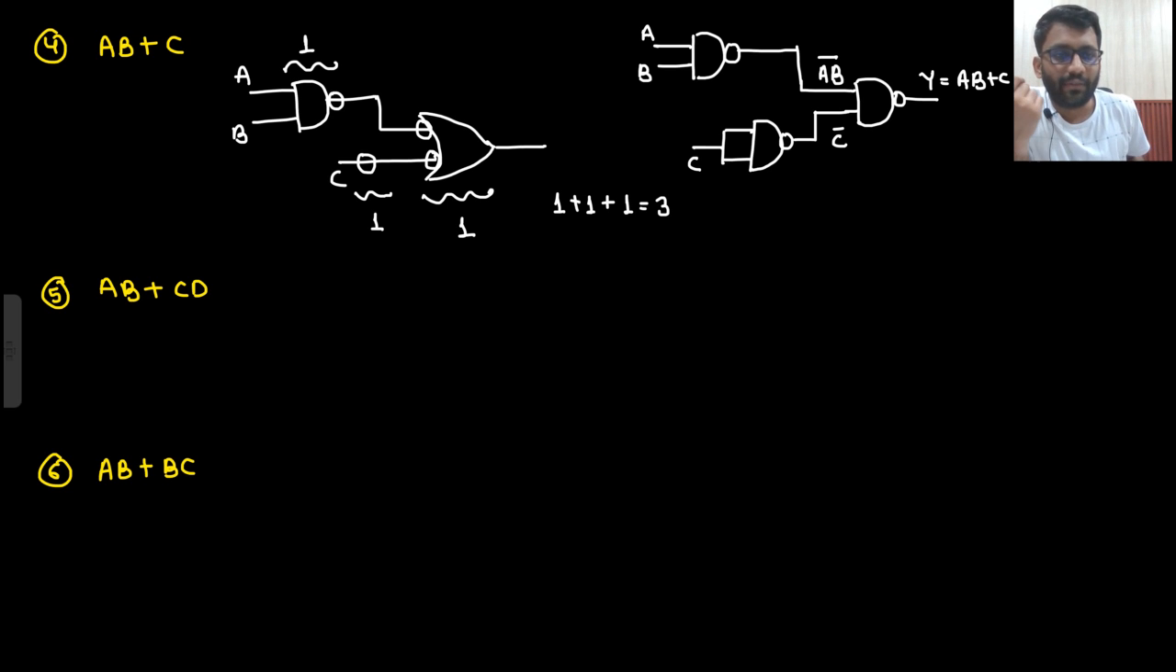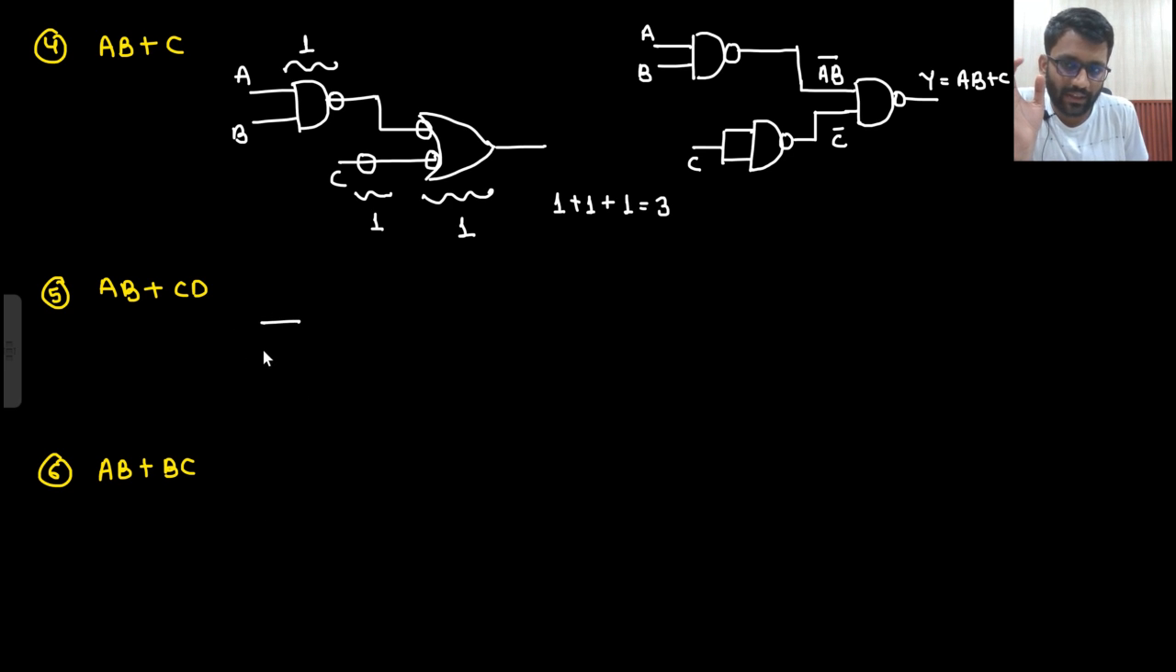AB plus CD, which form is that? SOP. SOP form is sum of product. So no need to worry. If sum of product form is there, no need to worry. Just implement that using basic gates. I forgot to tell this thing, that this is also sum of product. So if sum of product is there, then you don't need to worry.